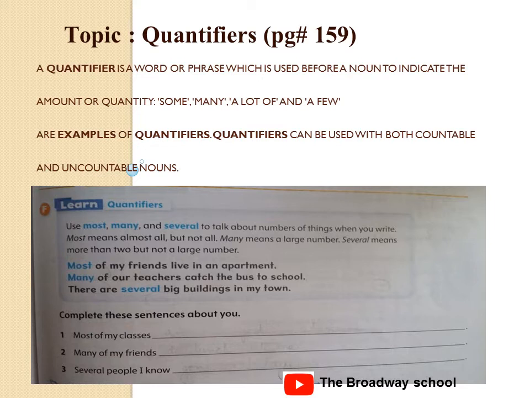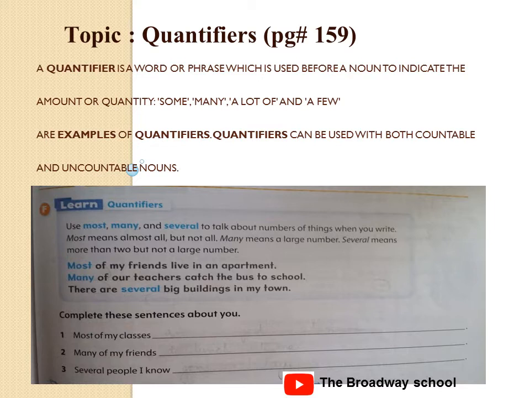Now you can see in your textbook: use most, many, and several to talk about numbers of things. Most means almost all but not all. Many means a large number. Several means more than 2 but not a large number. Here are the examples given. Most of my friends live in an apartment. Many of our teachers catch the bus to school. There are several big buildings in my town.